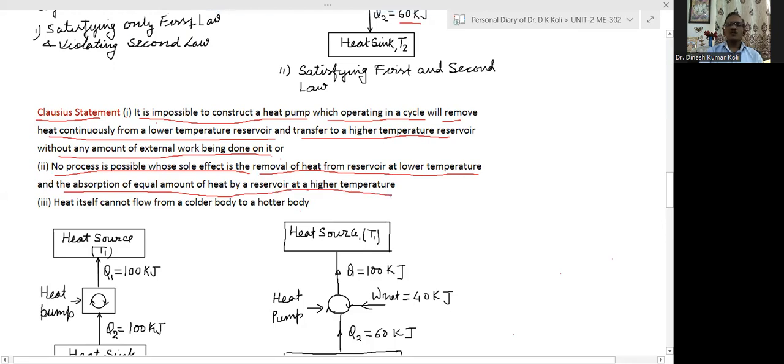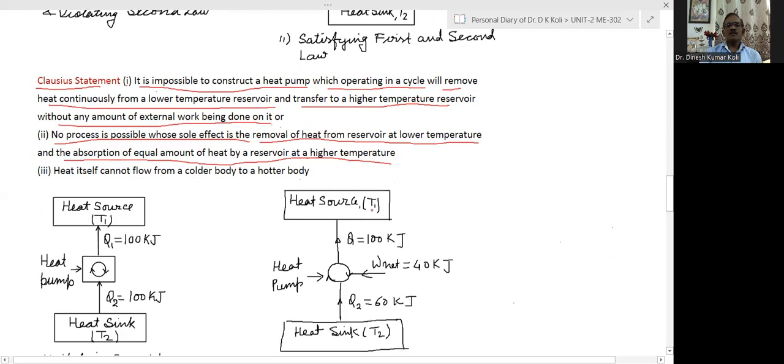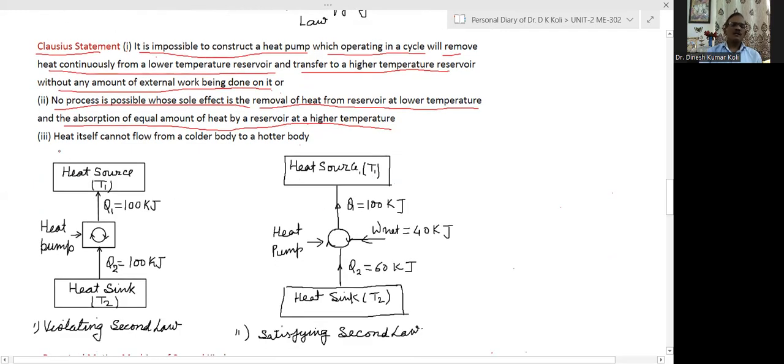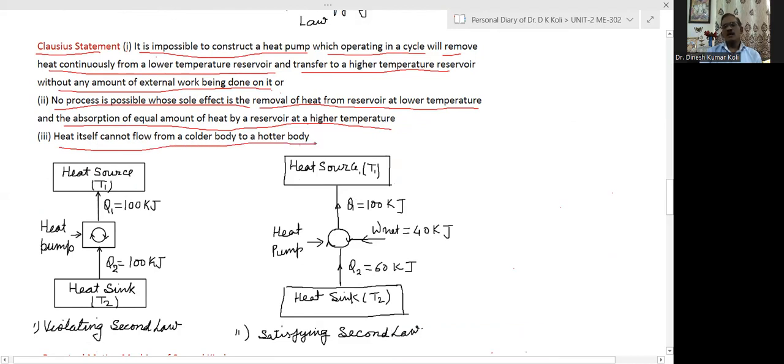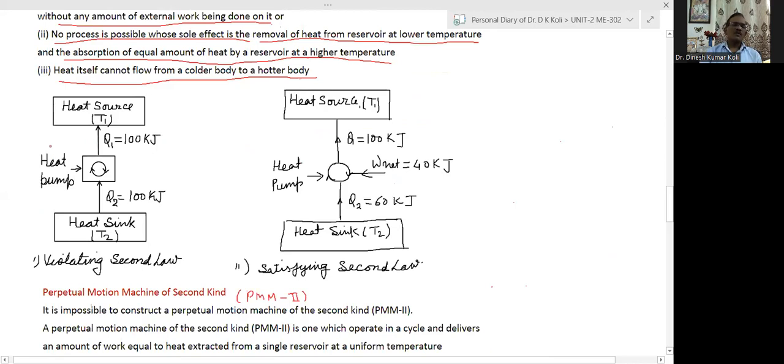The process is not possible. It will remove heat from a low temperature reservoir and transfer it to the higher temperature reservoir without taking any amount of extra energy. Or we can say, the third statement, heat itself cannot flow from a colder body to a hotter body. Heat flowing from a colder body to a hotter body automatically is not possible. So these are the statements of the second law of thermodynamics. Thank you.